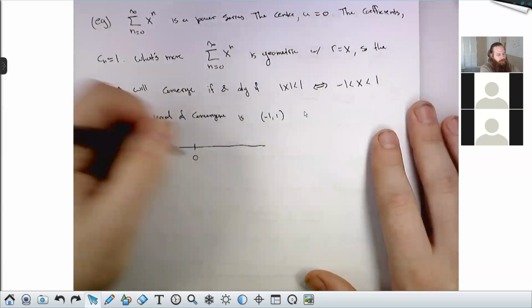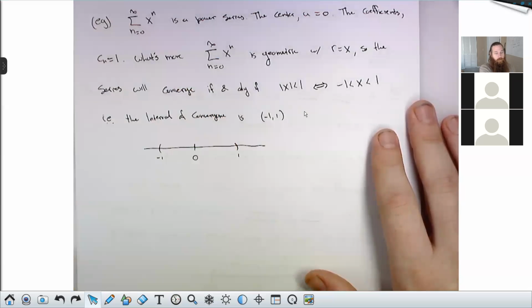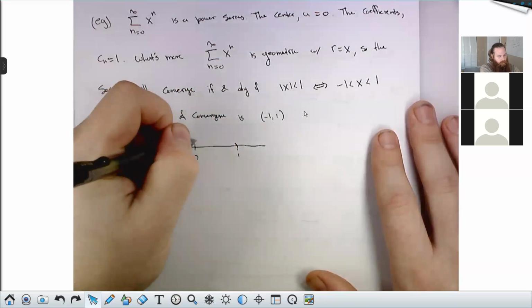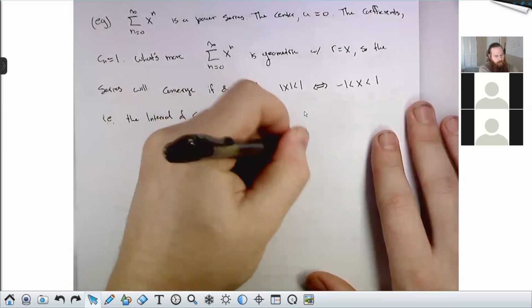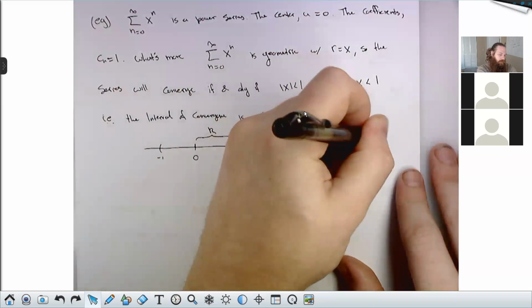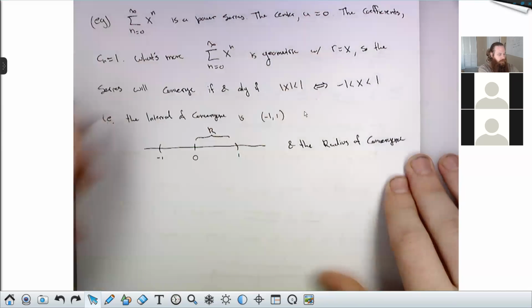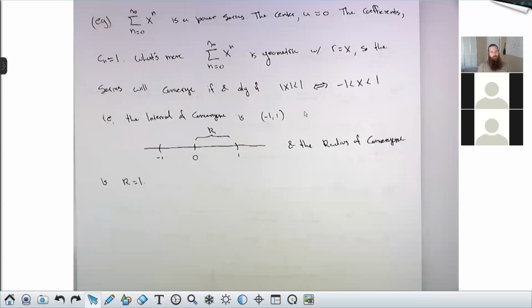I'll put my center here. -1 is here, 1 is here. So my radius of convergence is r equals 1. So here, in other words, we get lucky. The power series we're messing with turns out to be a geometric series.